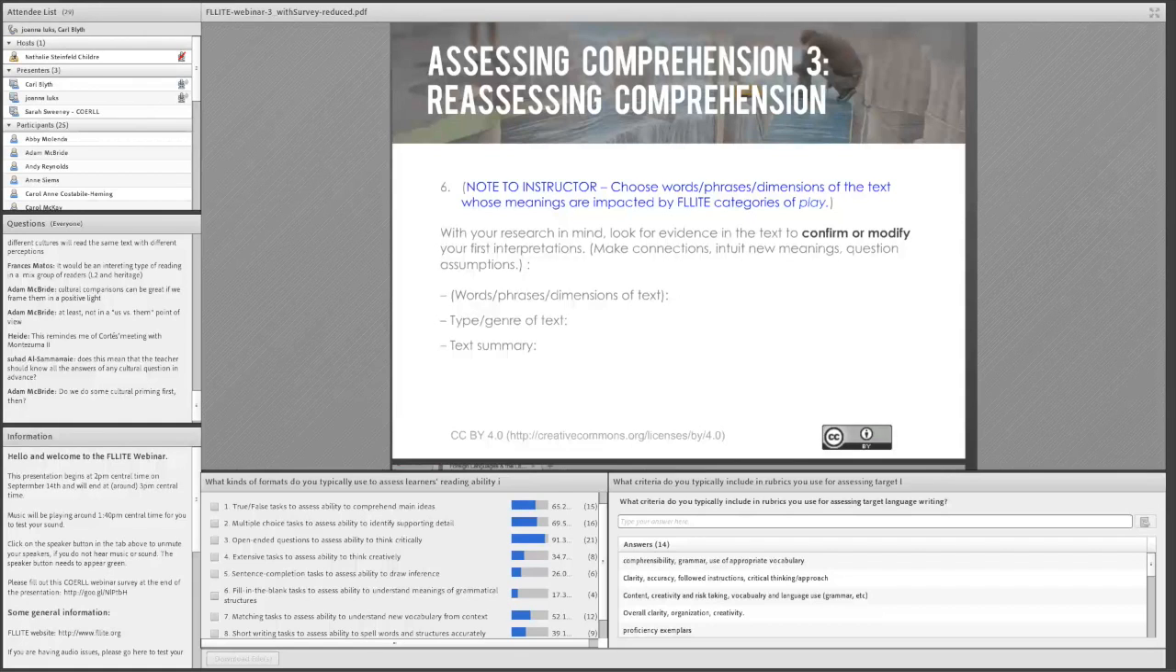And so the instructions to the students: with your research in mind, look for evidence in the text to confirm or modify your first interpretations. Make connections, intuit new meanings, question assumptions. So here you would have your list now of, or iteration in some form of, what it is you want them to really look at and question. Did they really understand that word wedding, you know? Also ask them to rethink the type or genre of text as a result of this, and then finally their summary.